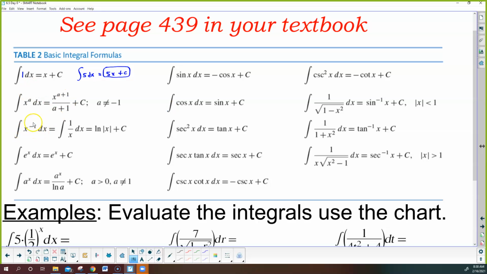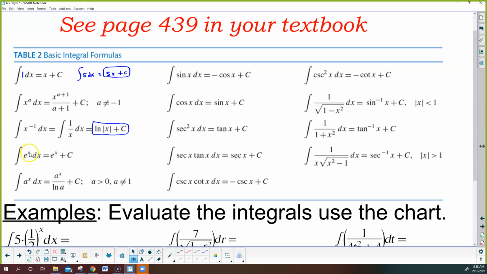And this was the very special one. Remember, x to the -1. The reason why I can't add 1 to this is because if I do, I get x to the 0, and anything to the 0 is 1, and that doesn't give me the original function. So x to the -1st power is the special one, and that's where we write it as 1 over x. And notice the absolute value here. So this is a big one. I see this one tested quite often on the AP exam.